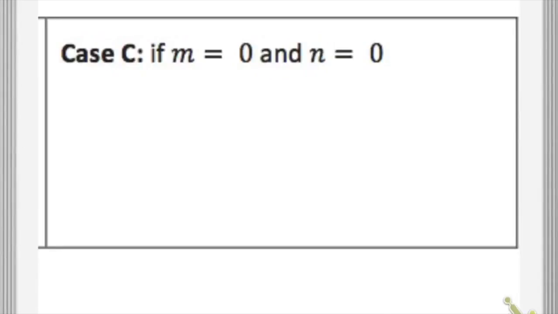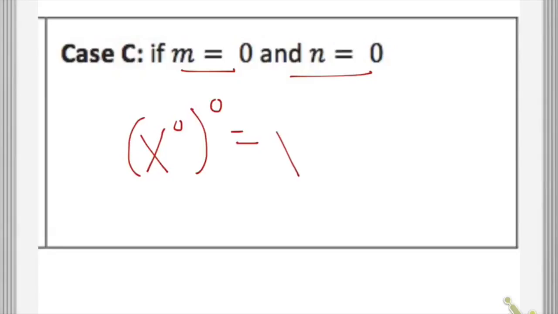So we're looking at case C, and we have m and n both being 0, so that would give us x to the 0 raised to the 0 power, which of course is x to the 0 times 0. And 0 times 0 is 0, so we end up with just x to the 0 power, and anything to the 0 power is 1.